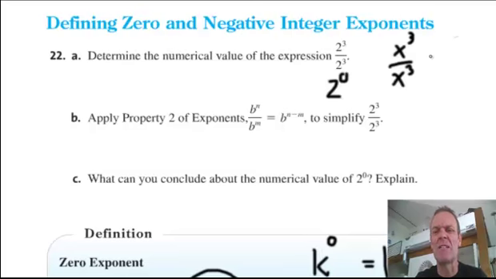I think it looks better with letters. x cubed divided by x cubed. Well, if you subtract exponents, isn't that x to the power 0? Okay, so both of these have an exponent of 0. But look, here's the thing. What's anything divided by itself?